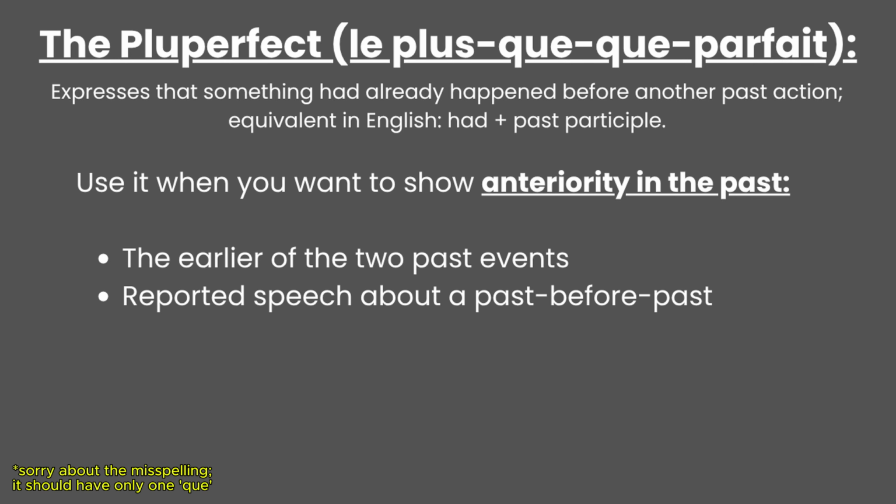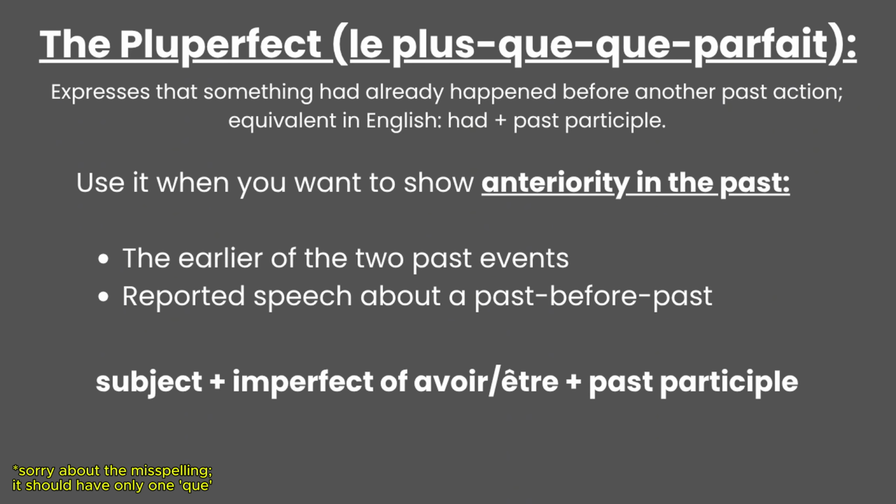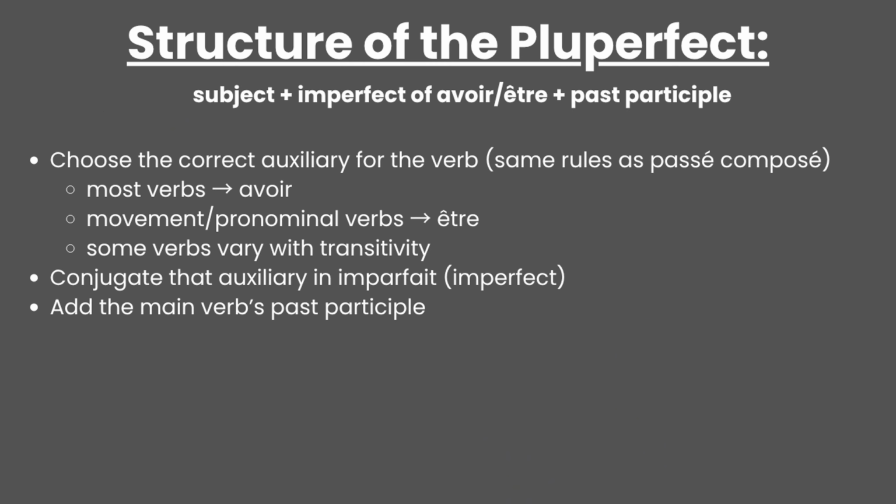The use of the pluperfect shows the earlier of two past events and reported speech about a past before the past. The structure uses a subject, the imperfect of avoir or être, and a past participle. Since the formation uses the exact pattern from the compound past, it makes other concepts very simple, like choosing the correct auxiliary verb, conjugating it in the imperfect, and adding a past participle, which can have regular and irregular forms.